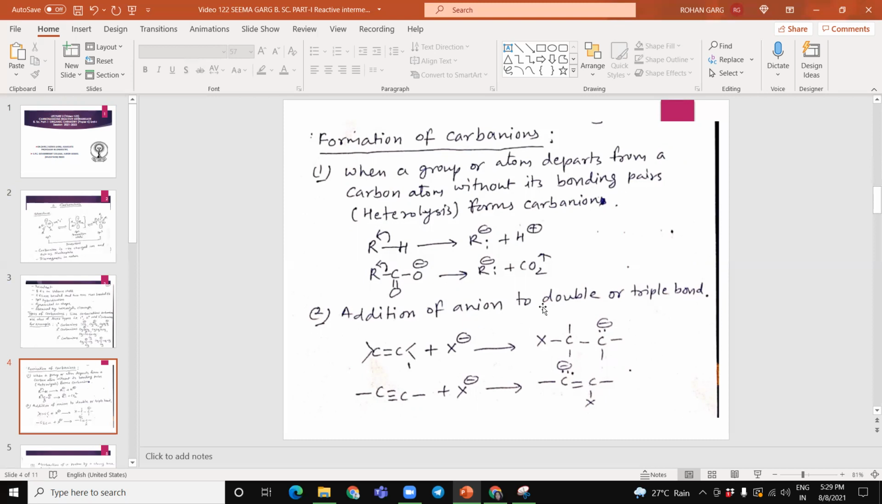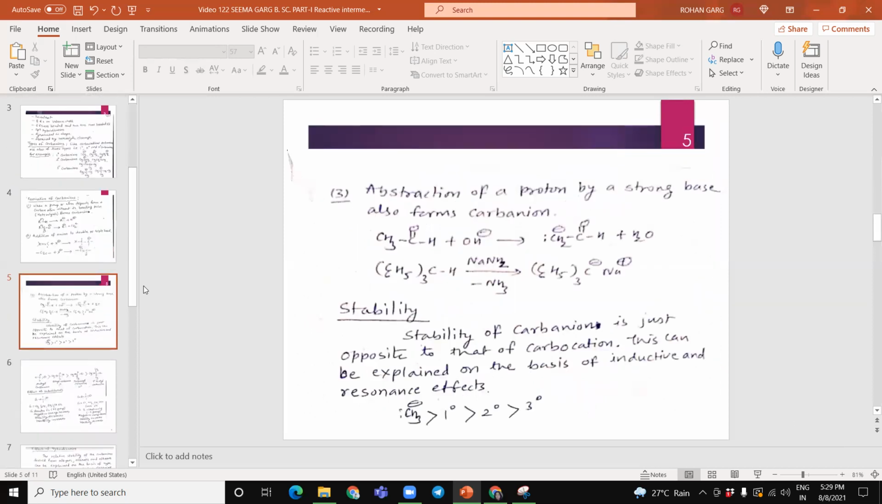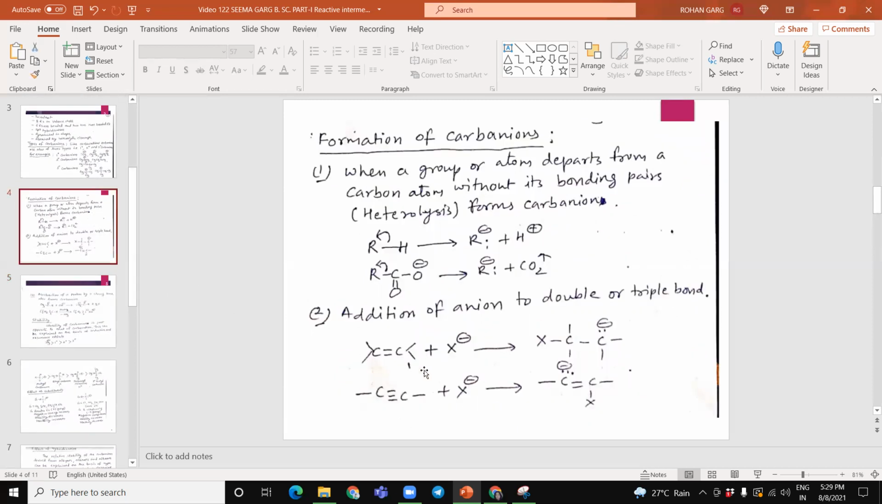Addition of anion to double or triple bond. See here, this alkene and alkyne. When halogens are added to alkenes or alkynes, it will form carbanions.